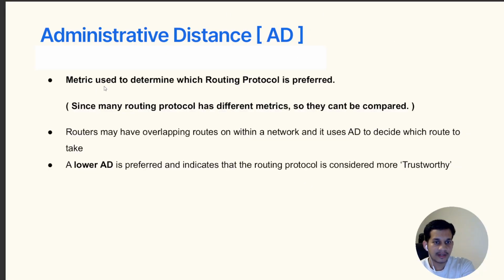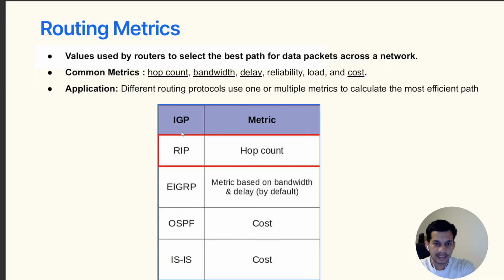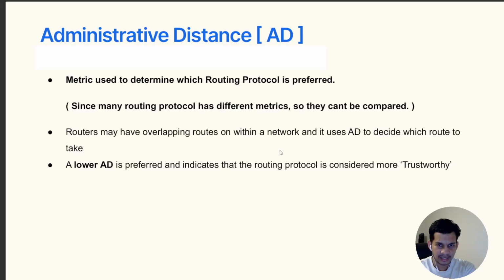Administrative distance is a value used to determine which routing protocol is preferred. Since routing protocols have different metrics, they cannot be directly compared. So how can we evaluate whose priority is greater and whose is lesser? As a rule of thumb, the networking industry follows administrative distance, and based on the weightage the routing protocol is given more priority. Routers may have overlapping routes within a network, and they use AD to decide which route to take. The rule of thumb is that the lower the AD, the more preferred the route, and it indicates that the routing protocol is considered more trustworthy.